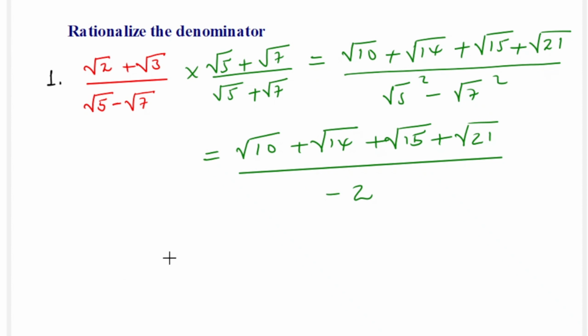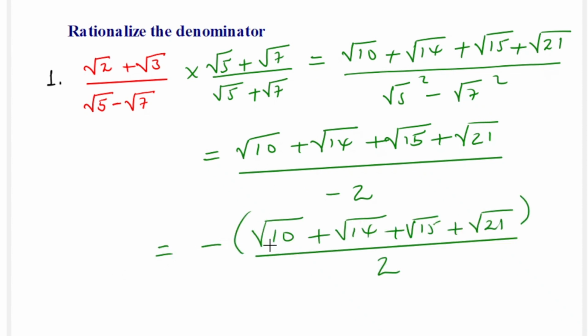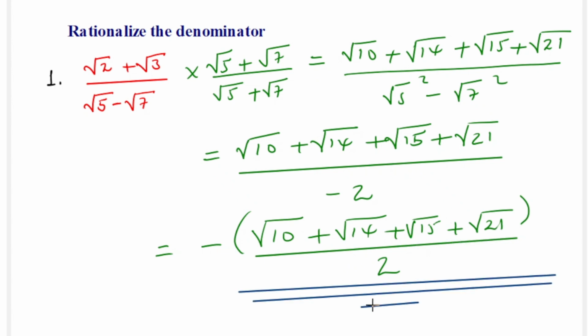This is minus 2, which becomes negative of, in brackets, radical 10 plus radical 14 plus radical 15 plus radical 21, over 2. The denominator is already changed to rational.